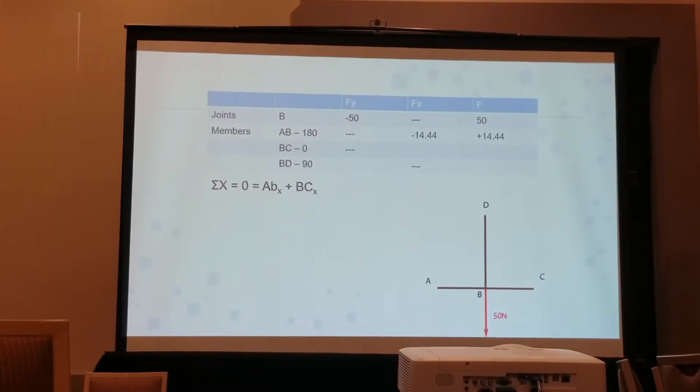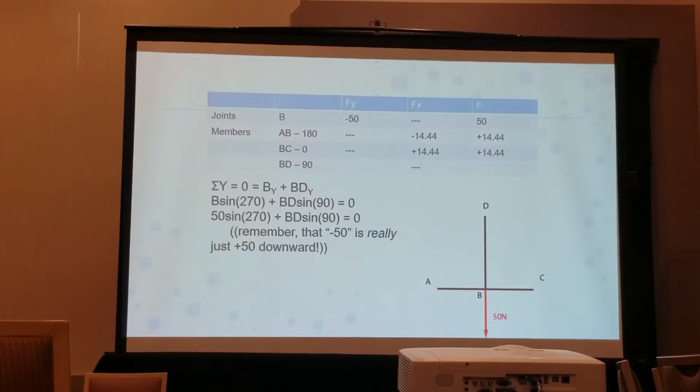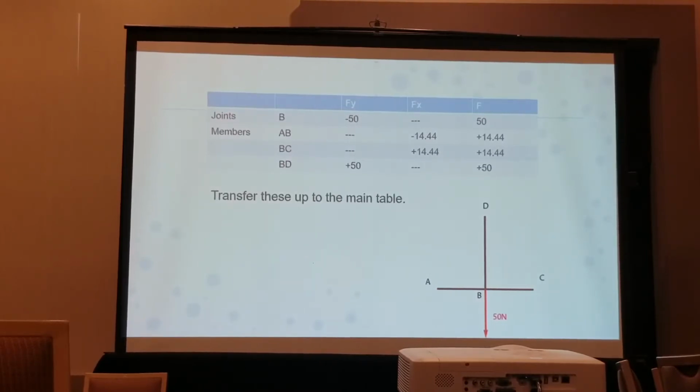So we do our sigma x equals 0 equals AB sub x plus BC sub x. We calculate that yes, it is indeed positive 14.44. We put it in the table. We go ahead and we do our sigma y. We do our exact same thing.